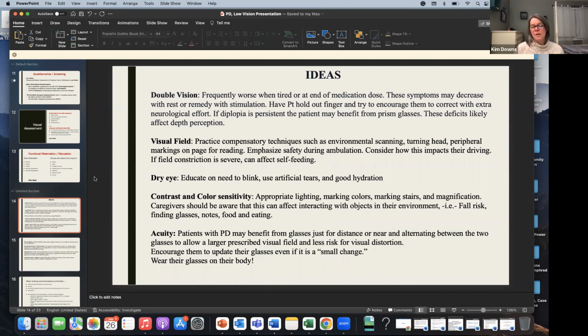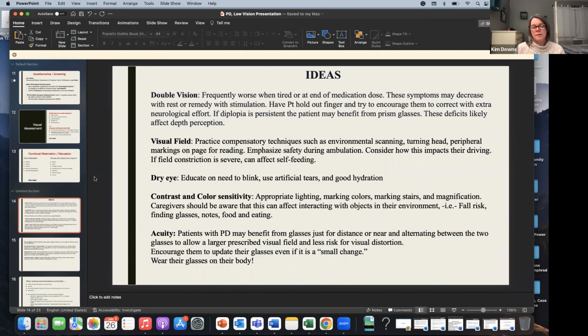And so if the cause is understimulation for their double vision, I've actually had them hold out their finger or their thumb and try and encourage them to focus on it. Just like you would exercise an arm or a leg, encourage them to bring their eyes together to focus on a target. And they just don't realize that they have the power to do that sometimes.